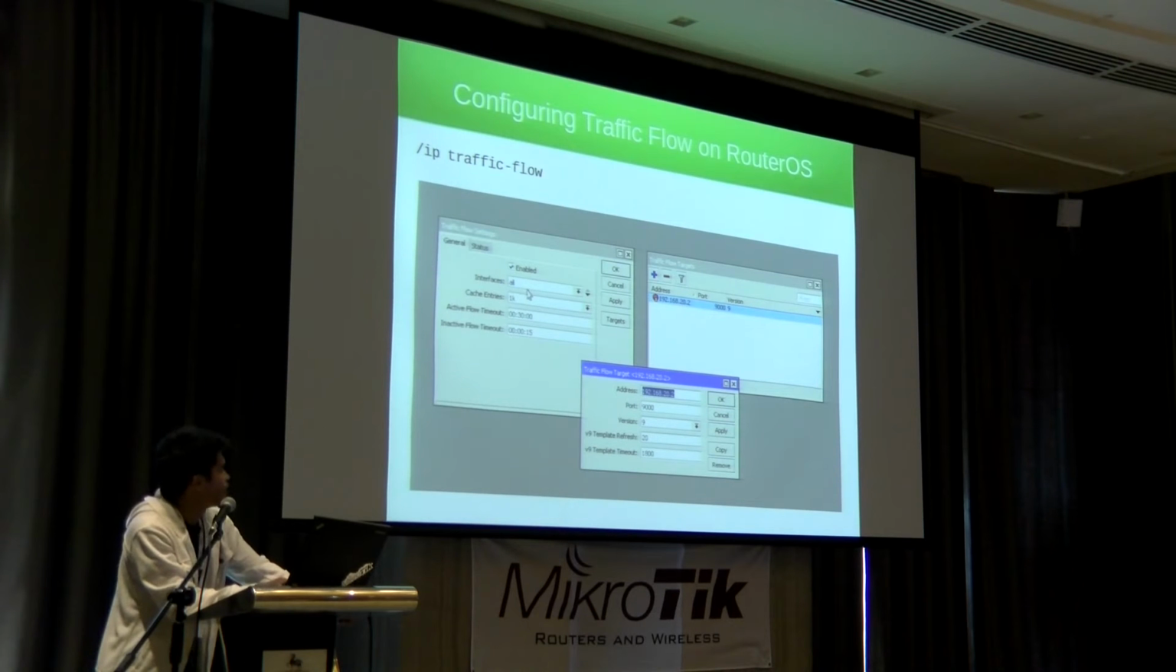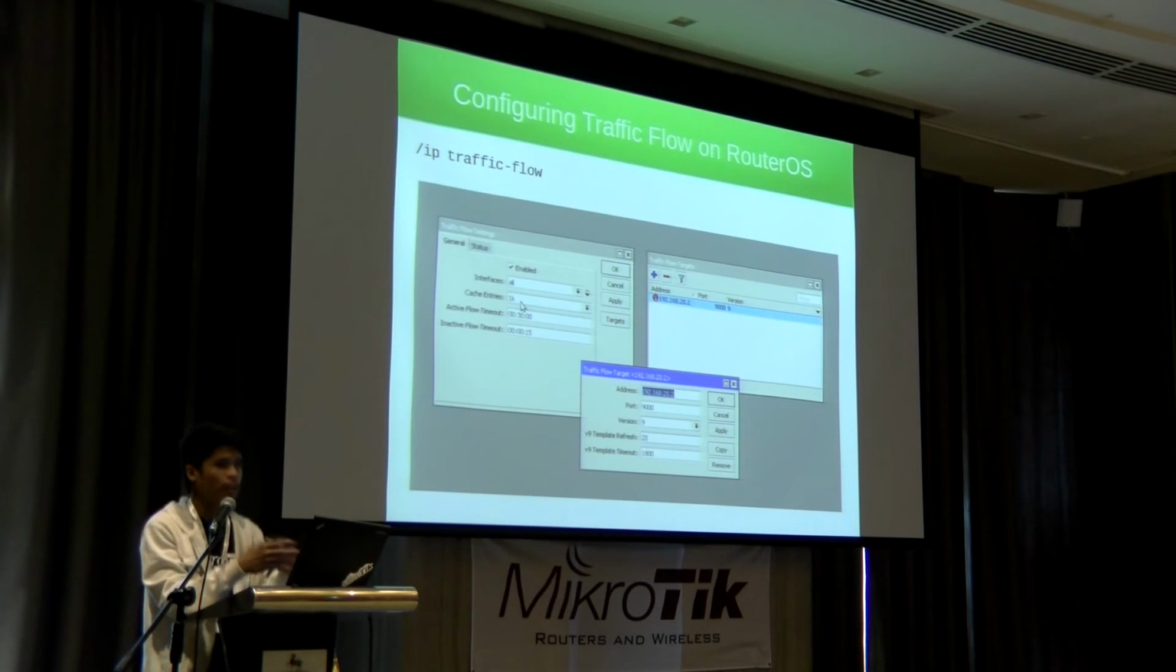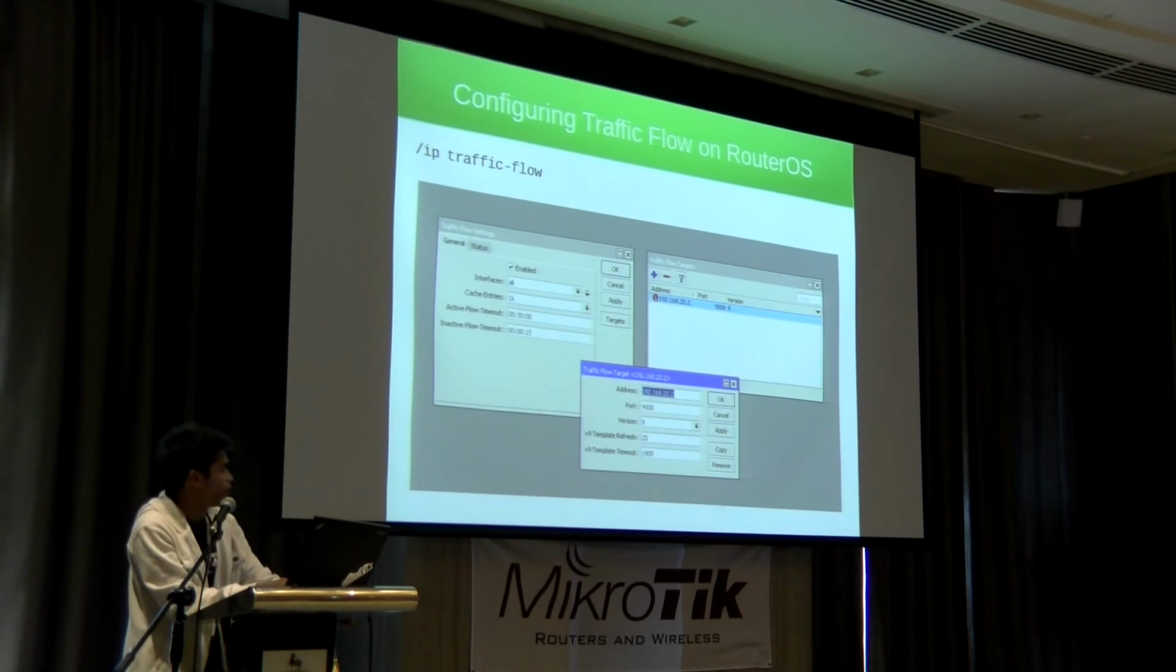And then cache entry. This is the size of the flow that we're going to pass every time to nProbe. So when the RouterOS collects that specific size, it is going to pass to the nProbe using NetFlow, using the version that you want to use. But in our scenario, we are using version 9.